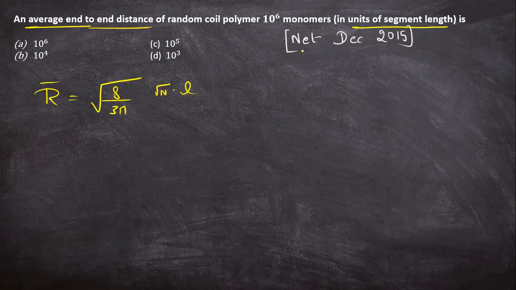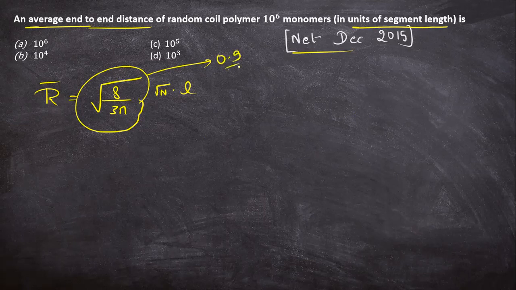This was asked in NET, where there is no availability of a calculator. So let me tell you one thing: this root of 8 upon 3 pi, if you calculate its value, you will get 0.9. Keep this in mind always. Is it not approximately equal to 1? Right, 0.9 is approximately equal to 1. Simply keep it as 1 into root n.